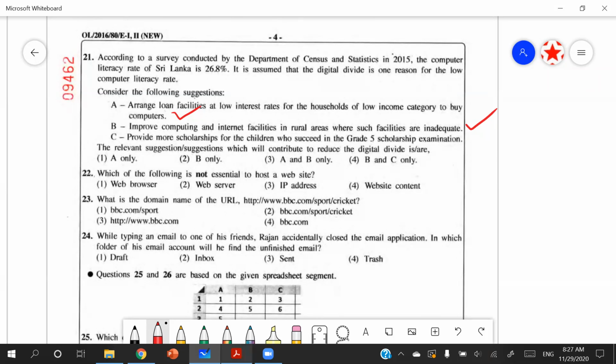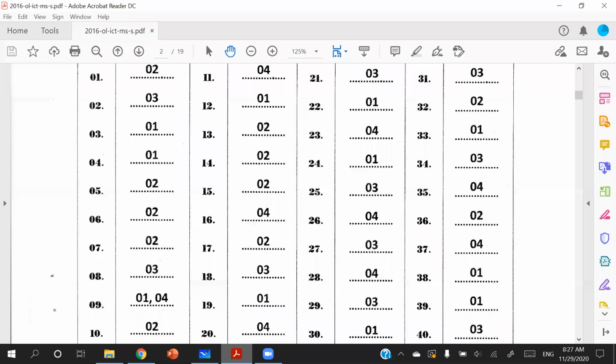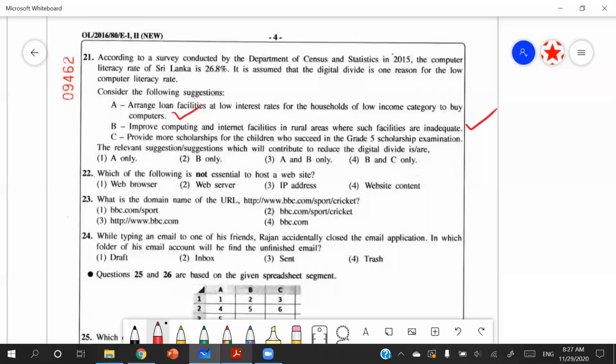So let's see what's there in the marking scheme for the 21st. Yeah, they have gone with 3. So 3 means A and B only, right? Because this is a little bit remote from the digital divide minimizing factors, right? So in that case, they have gone with A and B, which is the most appropriate one, right? Because they don't have A, B, C all as an answer, so you have to go with A and B, right?